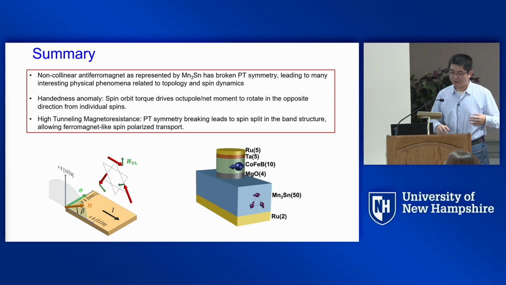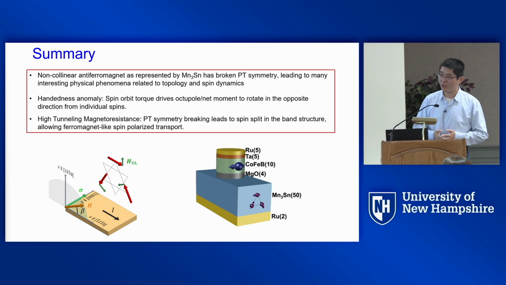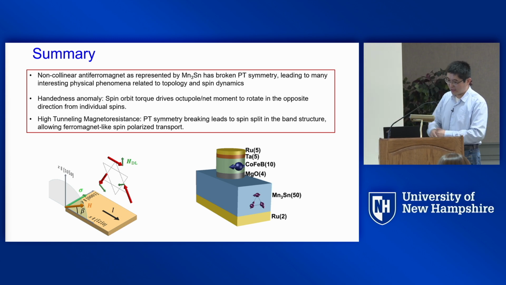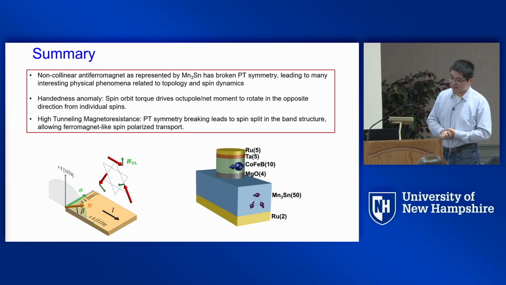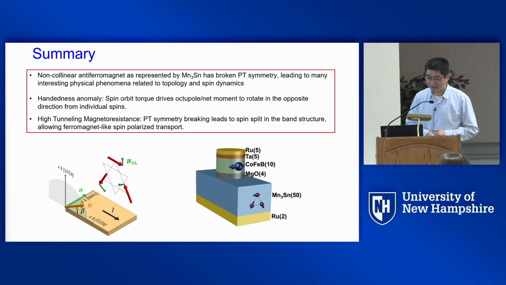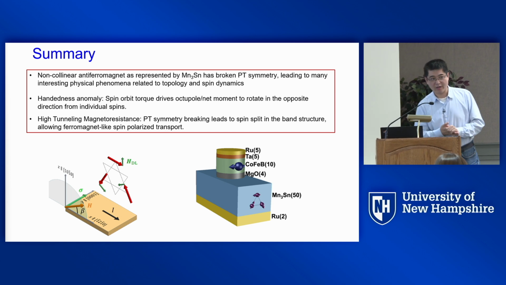If you want to get a usable antiferromagnet, you need to break the PT symmetry. But at the same time, there are some other symmetries that can protect the electronic structure. So we can utilize spin torque to control the spin ordering. At the same time, we can utilize tunneling magnetoresistance to probe the ordering of such a non-collinear antiferromagnet.